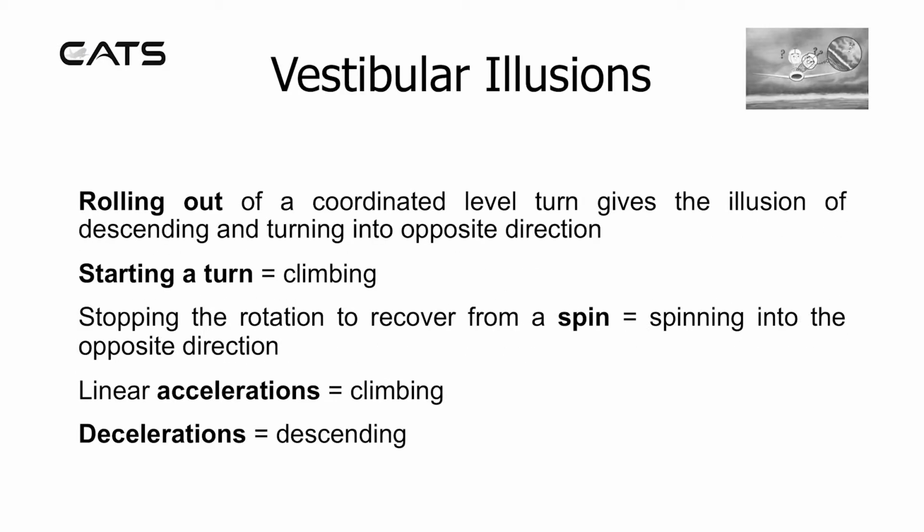Examples of vestibular illusions are: rolling out of a coordinated level turn gives the illusion of descending and turning into the opposite direction. Starting a turn gives the illusion of climbing. Stopping the rotation to recover from a spin gives the impression of spinning in the opposite direction. Linear accelerations give the impression of climbing, and linear decelerations give the impression of descending.